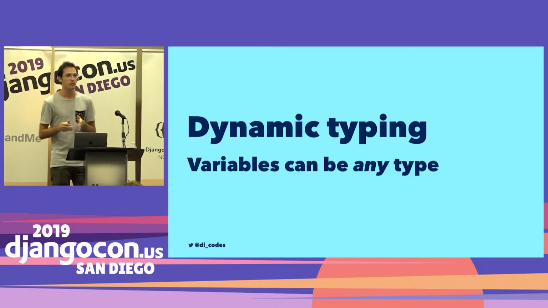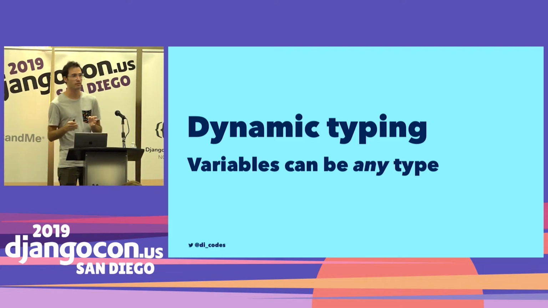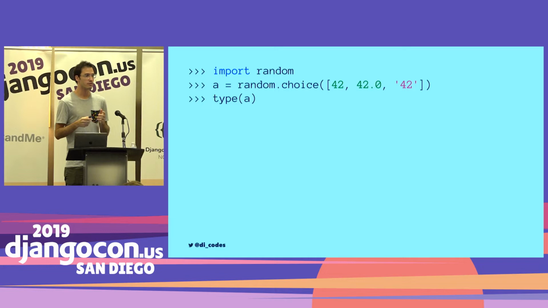So when we say Python is a dynamically typed language, what it means is that variables can be any type at all, and they can change. So for example, if I imported random, and I call random.choice on this list of things that are an integer, a float, and a string, and I call type of the result of that, what's the result?